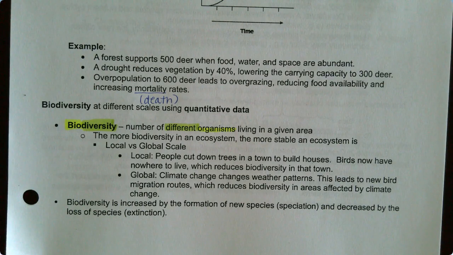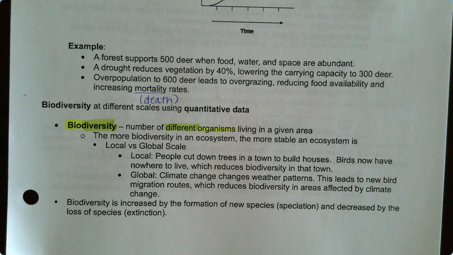Here we have two examples of different scales in terms of biodiversity. As you've probably seen where you live, maybe there used to be a forested area and they cut that down in order to build houses or commercial areas. When that happens, the things that used to live in that forest, whether that be birds, deer, mice, or chipmunks, now have nowhere to live. Because of that, that's going to reduce biodiversity in that one specific town where they did that.